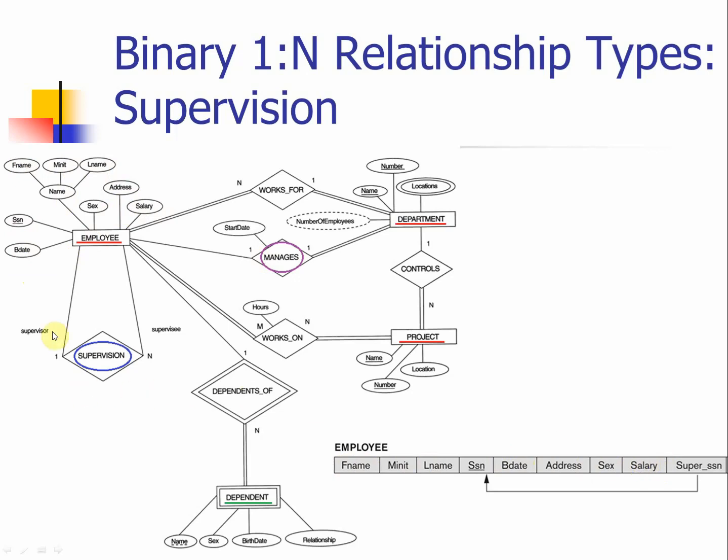Now, in order to handle this recursive relationship, we create a supervisor social security number that goes back to the employee. So you see that we create this additional attribute as a foreign key that links back to the primary key of the other side, which is still employee. And therefore, you can see the supervisor SSN goes back to the social security number, which is the primary key of the employee. That is how we convert our very first 1-to-N relationship.